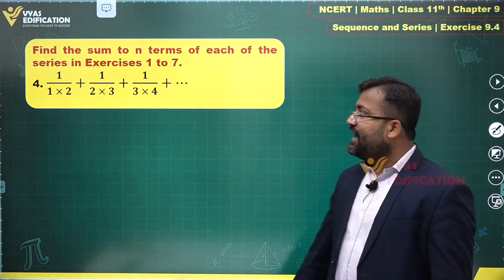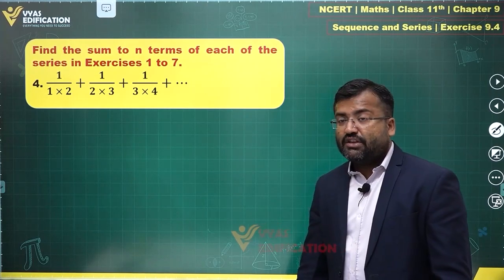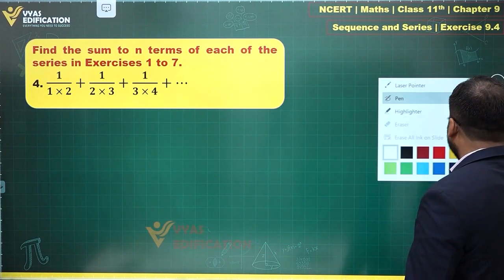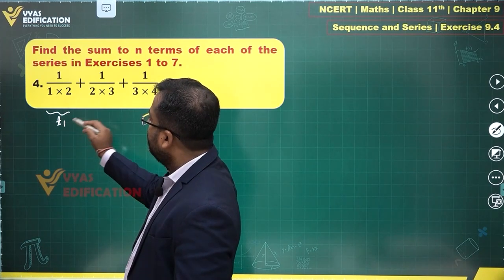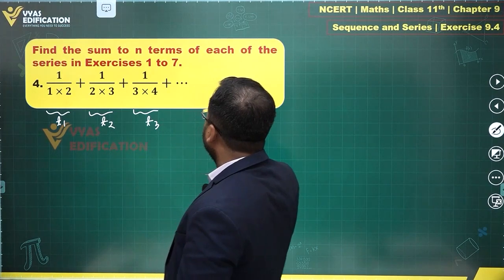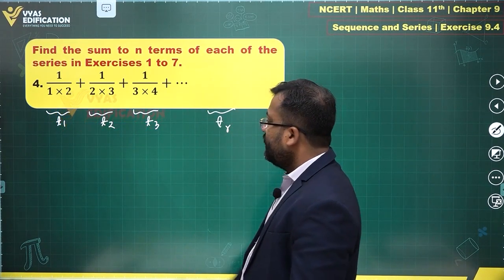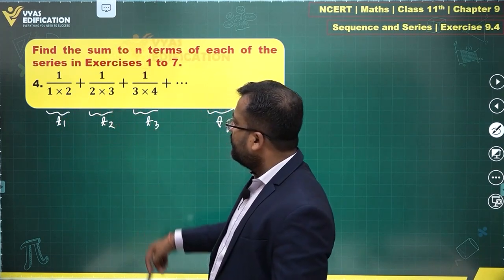Question number 4 says we have 1 upon 1 into 2 plus 1 upon 2 into 3 plus 1 upon 3 into 4 plus dot dot dot. So this here is T1, this here is T2, this here is T3, and what do we need? We need TR. Okay. I observe in the denominator you have the product of two numbers.